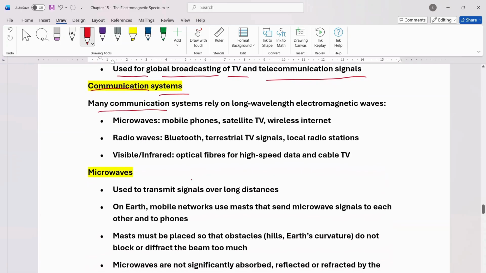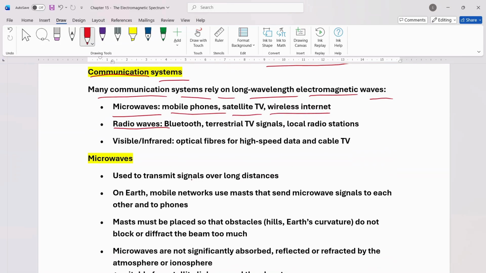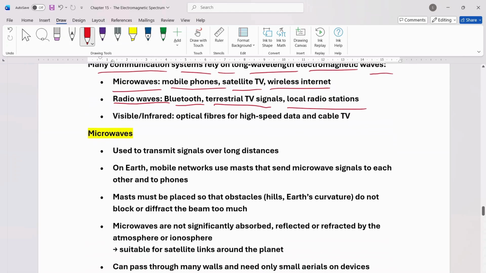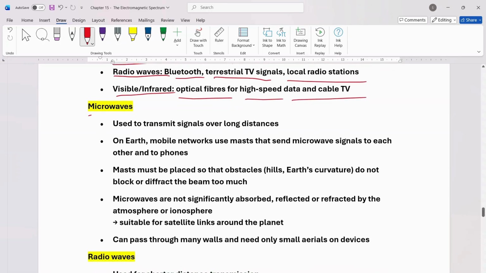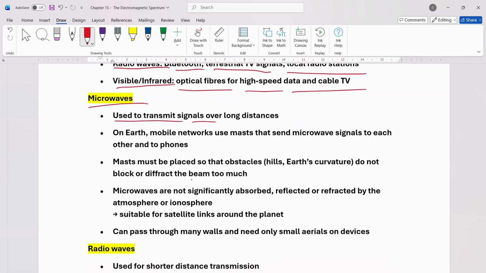Communication systems. Many communication systems rely on long wavelength electromagnetic waves. Microwaves: mobile phone, satellite TV, wireless internet. Radio waves: Bluetooth, terrestrial TV signals, local radio stations. Visible and infrared: optical fiber for high speed data, and cable TV. Microwaves are used to transmit signals over long distances.